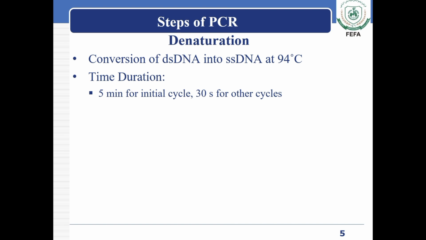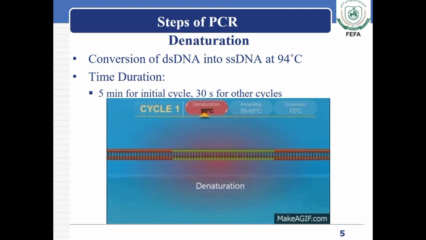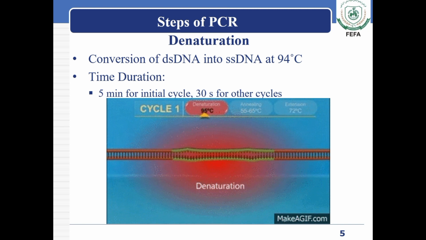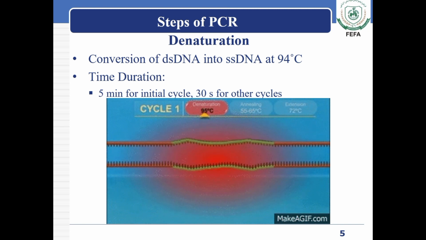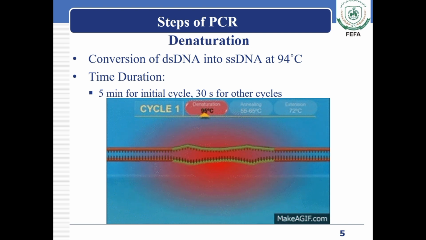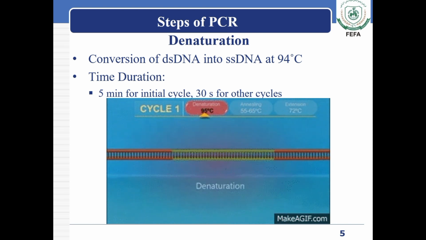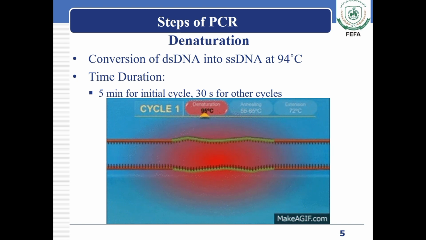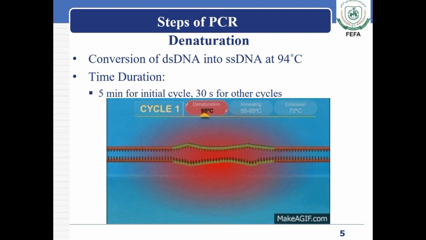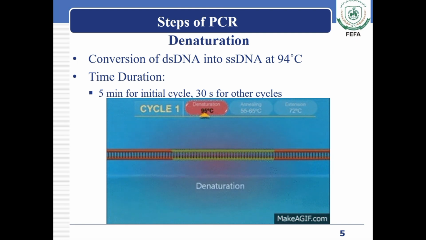The first step is denaturation, the conversion of double-stranded DNA into single-stranded DNA. This process takes place at 94 degrees centigrade in a machine known as the PCR machine, in which the bonds between the 2 DNA strands are broken and the double-stranded DNA is converted into single-stranded DNA. It takes 5 minutes for the initial cycle, while for repeated cycles it takes only 30 seconds.